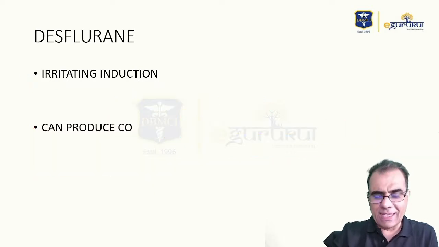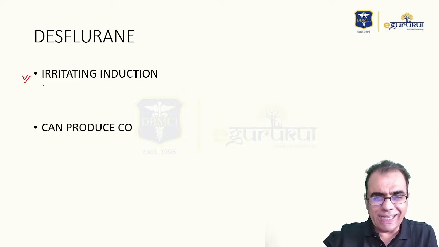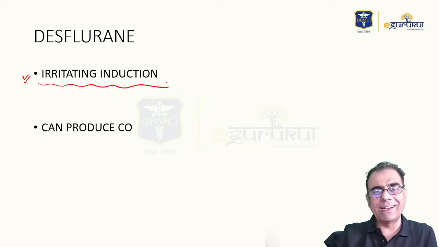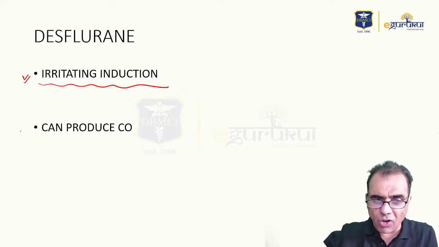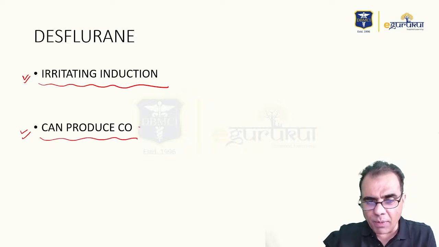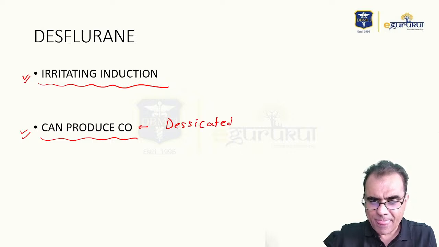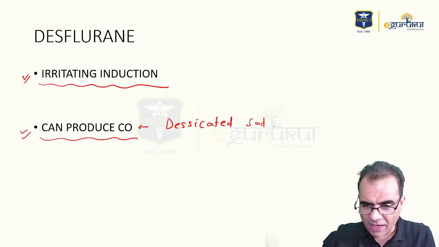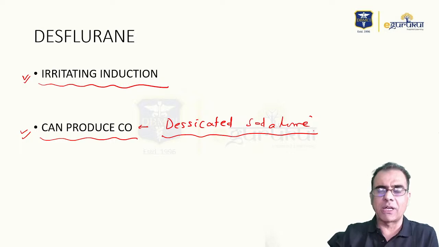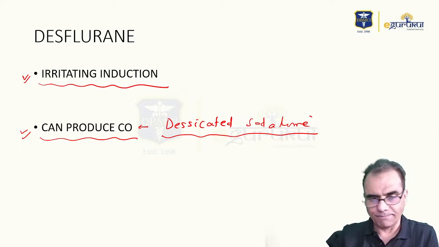Desflurane is an isomer of isoflurane, so like isoflurane, it also has an irritating induction. And this thing we already discussed before, if you remember, that it can produce carbon monoxide with desiccated soda lime.